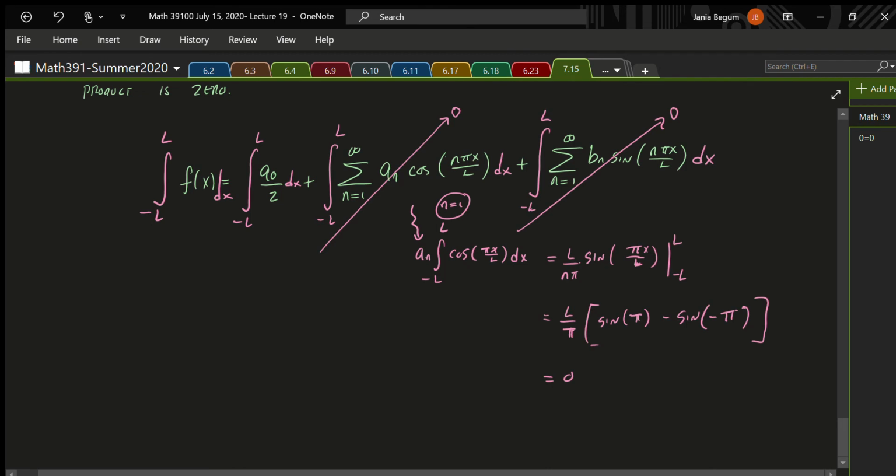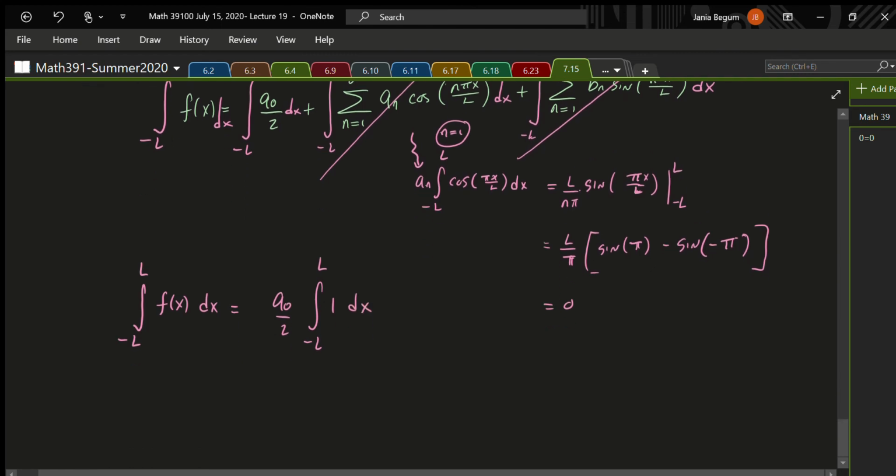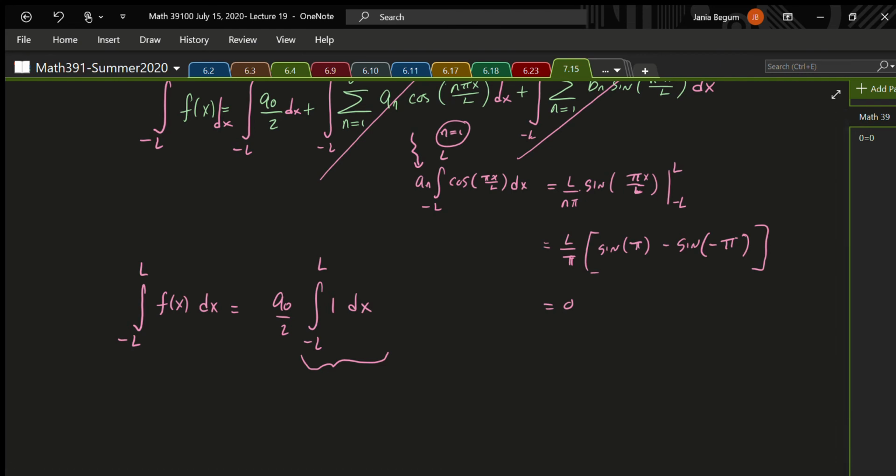So we're left with the integral from negative L to L of f of x dx is equal to a0 over 2 times the integral from negative L to L of 1 dx, because everything else was 0. Now, what is this integral right here? What is the value of that? If you integrate 1 with respect to x, that's x, right? And then if you plug in the upper limit L and the lower limit minus negative L, you have 2L. So all of this will come down to a0 over 2 times 2L.